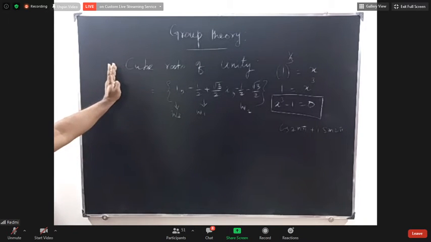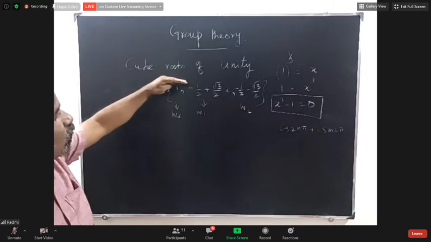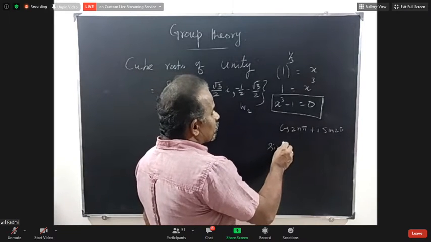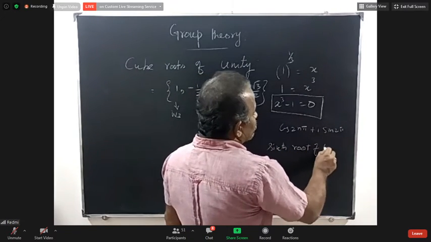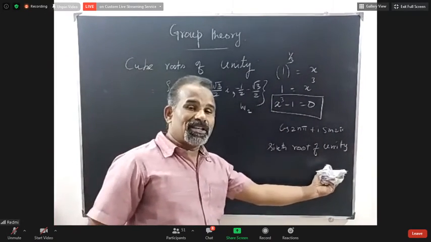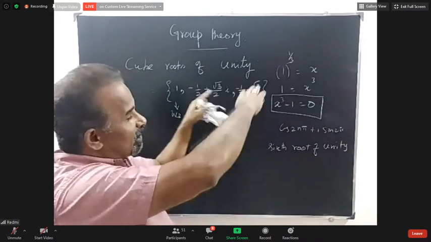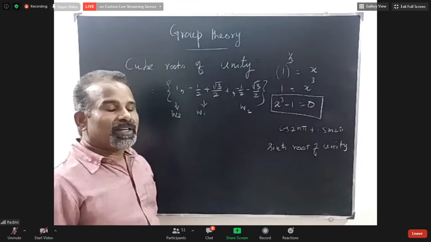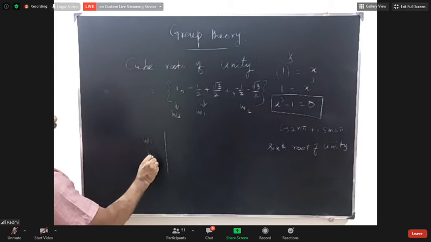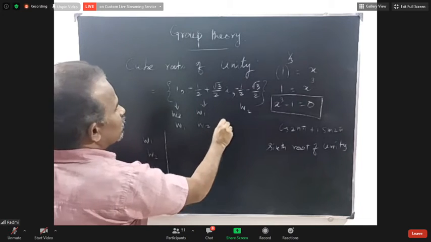This is most important. If you know how to construct this set, immediately you can construct the 6th roots of unity. There will be 6 roots, for the equation x power 6 minus 1. Then you can have a multiplication table for that. So now I am giving you a multiplication table: W1, W2, W3.